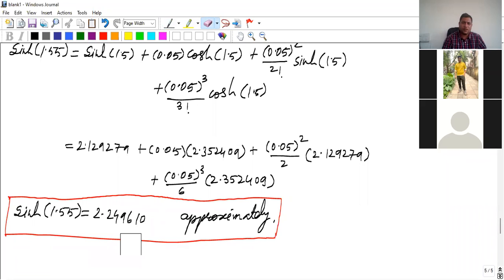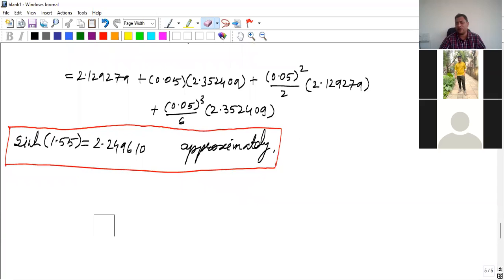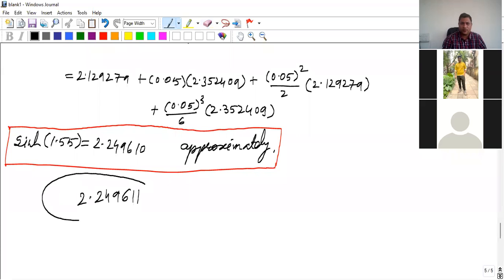No need, because they have given us already 6 digits, so 6 digits is sufficient for accuracy. If they have mentioned 4 digits, then we write 6 digits. If they have already given 6 digits, then we don't have to go more. The accurate value is 2.249611.